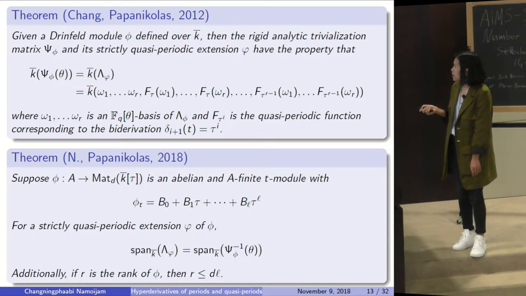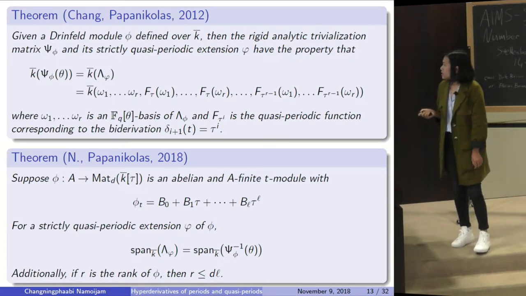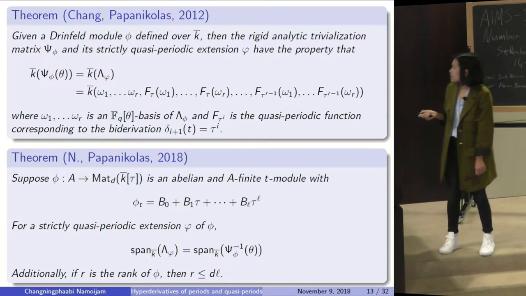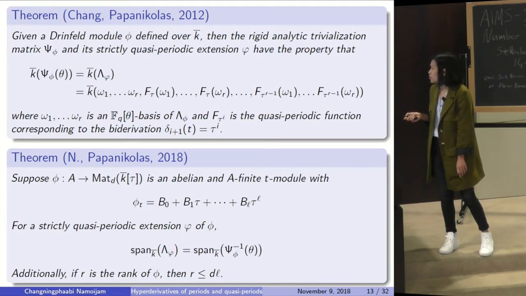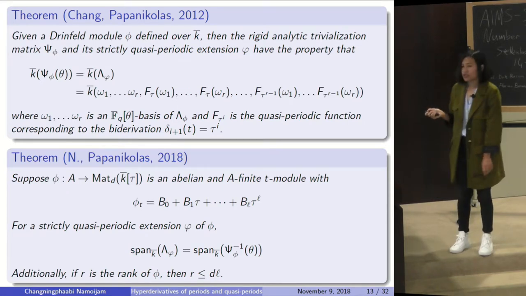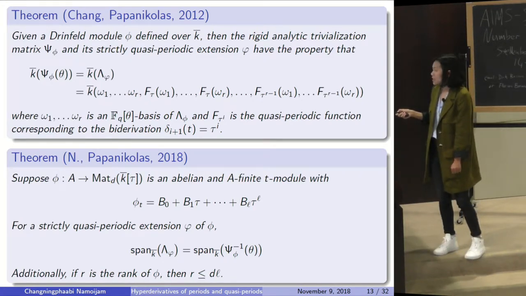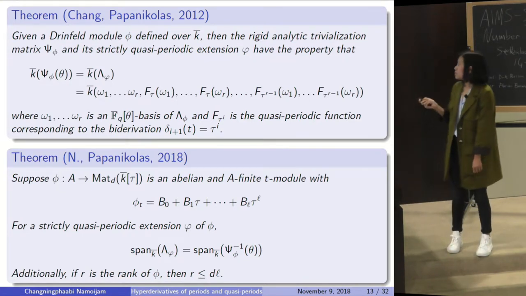Okay, so this is the theorem we have. Suppose phi is an abelian and A-finite T-module. Then for a strictly reduced, strictly quasi-periodic extension varphi of phi, the span of each entry of the elements of the period lattice of the strictly quasi-periodic extension is equal to the span of the C inverse evaluated at phi. Additionally, in the process, we also prove that the rank is less than or equal to DL, where L is this power, where BL is a non-zero matrix, and D is the dimension of our T-module.